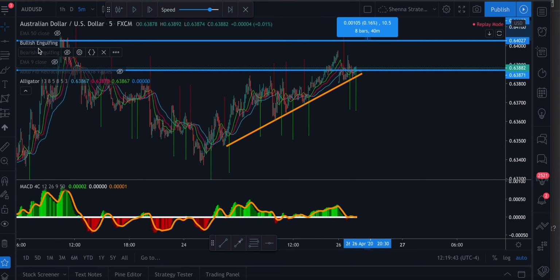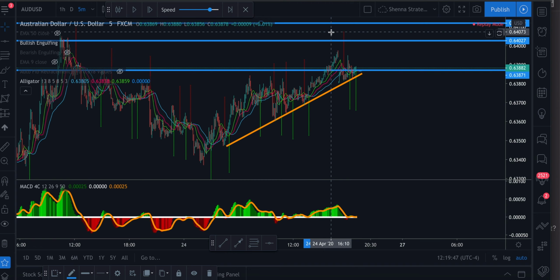So I took 2 trades. My first trade is going to go for the 15 pips, and it's going to close out. The other trade is going to go for 25 pips. So let's go ahead and see what it does.